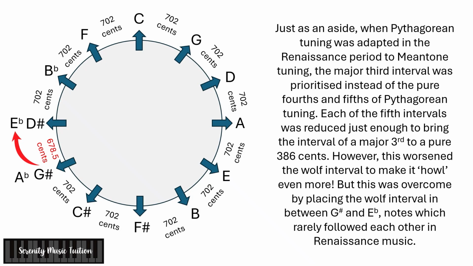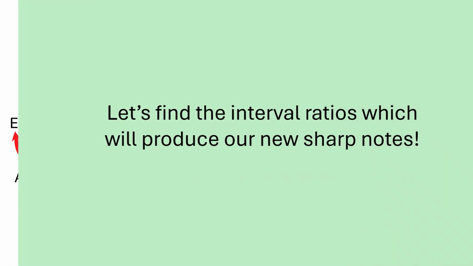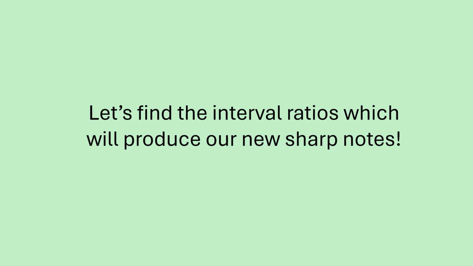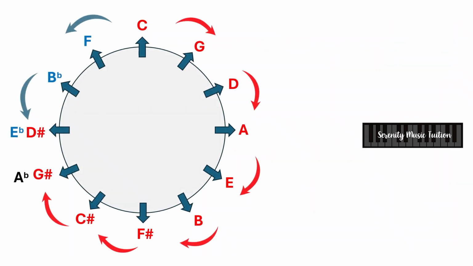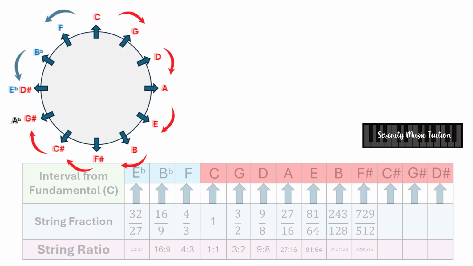Let's find the interval ratios which will produce our new sharp notes. We need to find the interval ratios which will produce the notes of C sharp, G sharp and D sharp. Remember, we are now moving right on our circle all the way round to D sharp, and we are only moving left until we reach E flat. We are presuming that D sharp is going to be sharper than E flat, due to the Pythagorean comma. But let's see what happens when we finish the calculations.